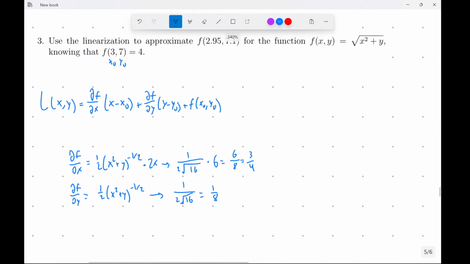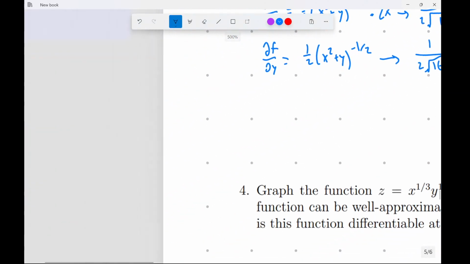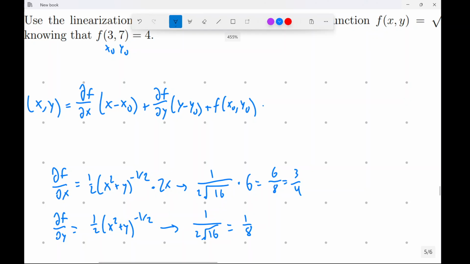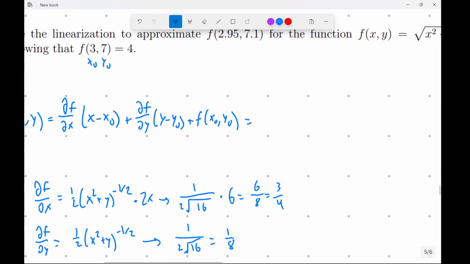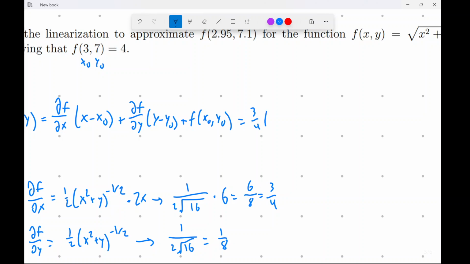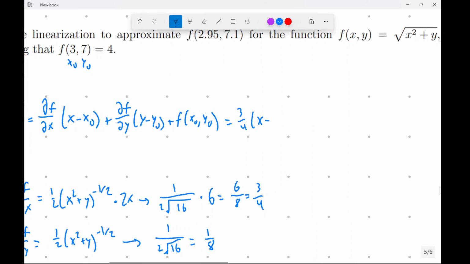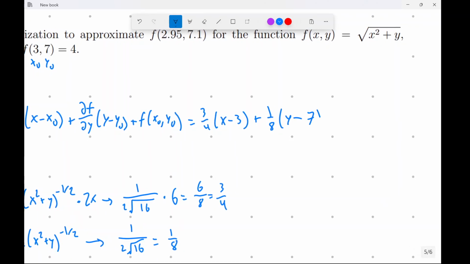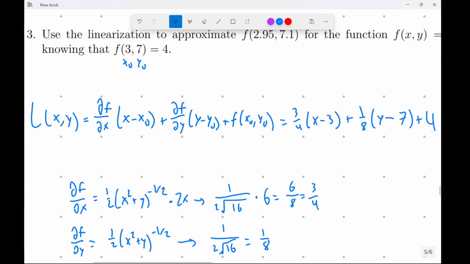Okay. And so then my linearization, also I should find f. Oh, no, it told me f. Okay. So my linearization is partial f partial x, which is 3/4, times x minus 3, plus partial f partial y, which was 1/8, times y minus 7, plus 4, because f of x0, y0, they gave it to me up here, was 4.